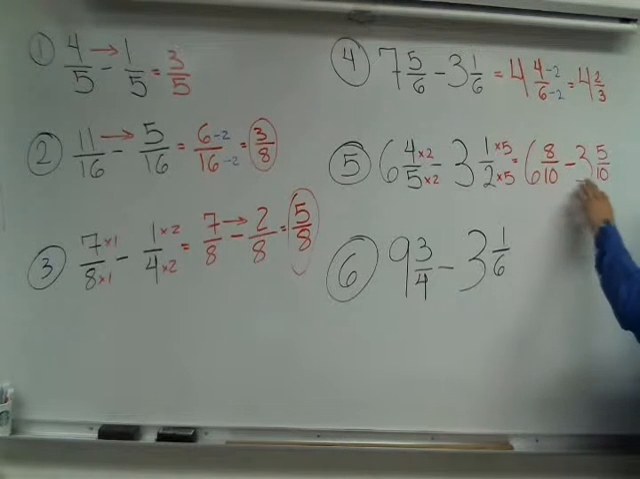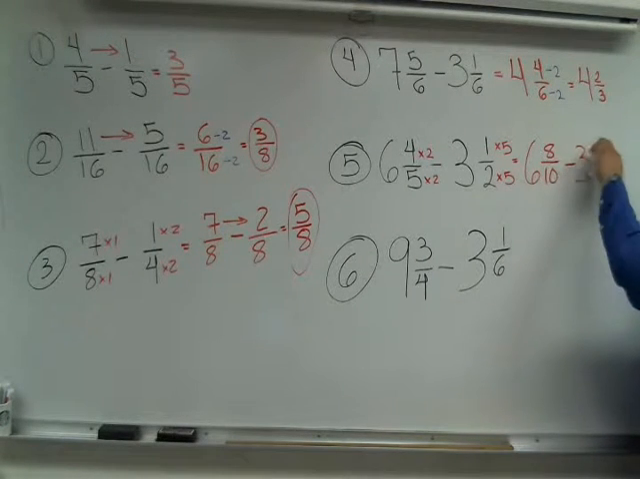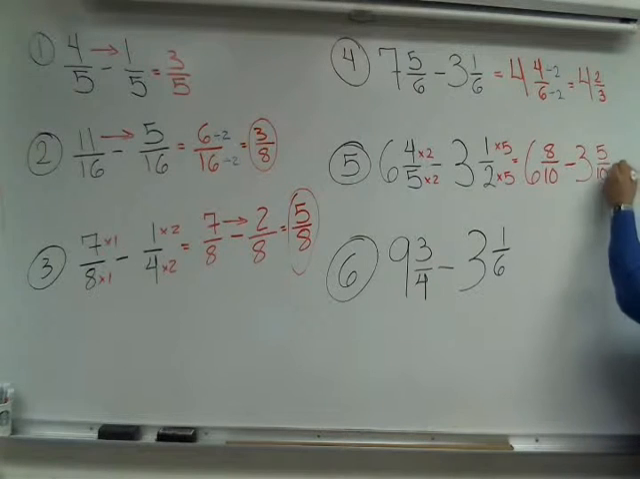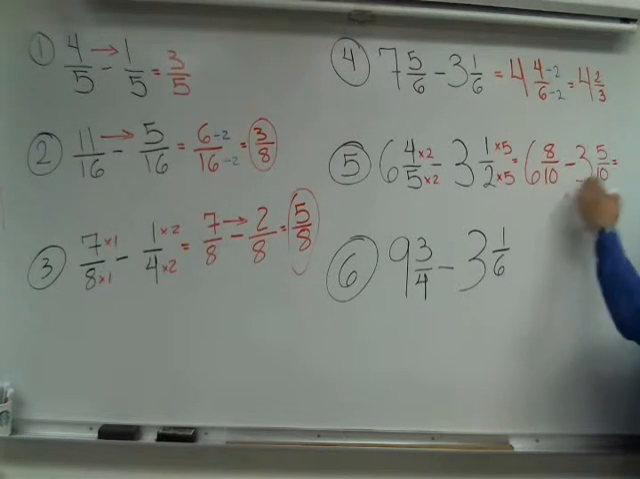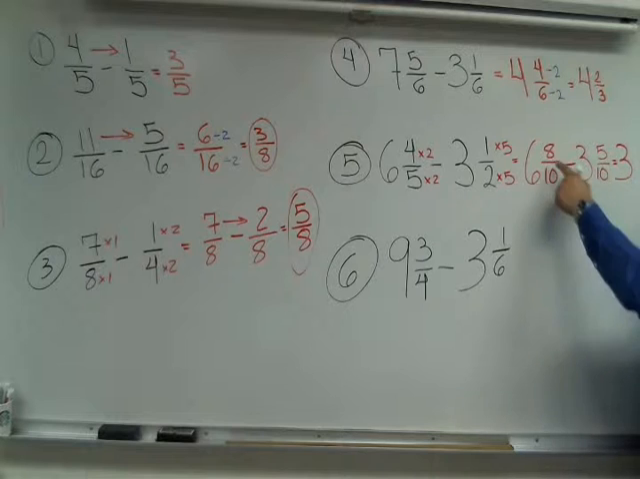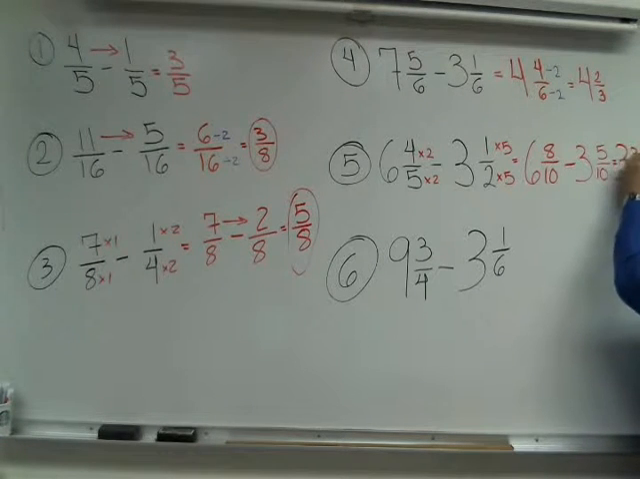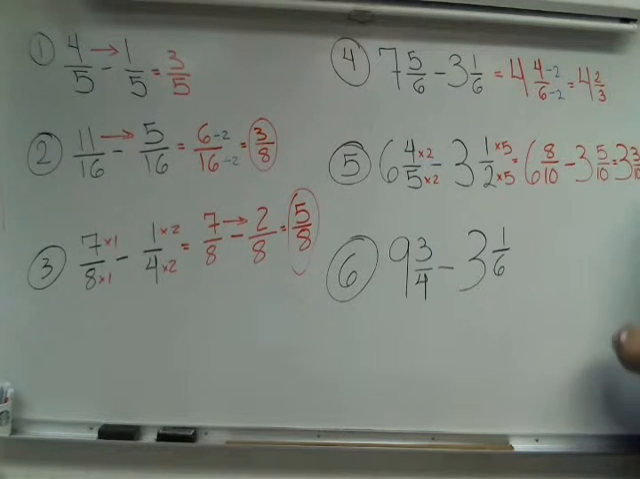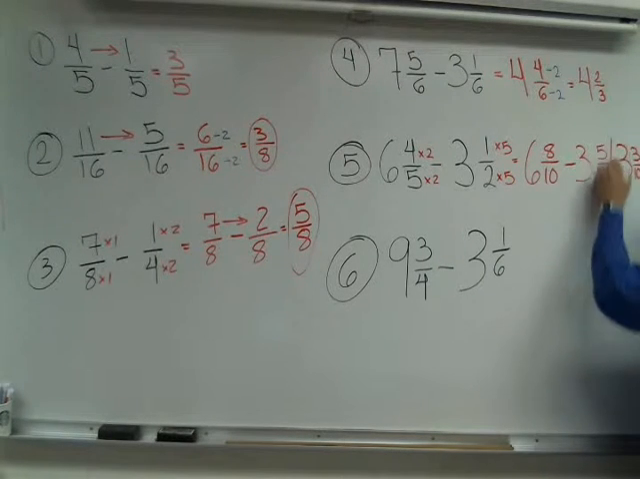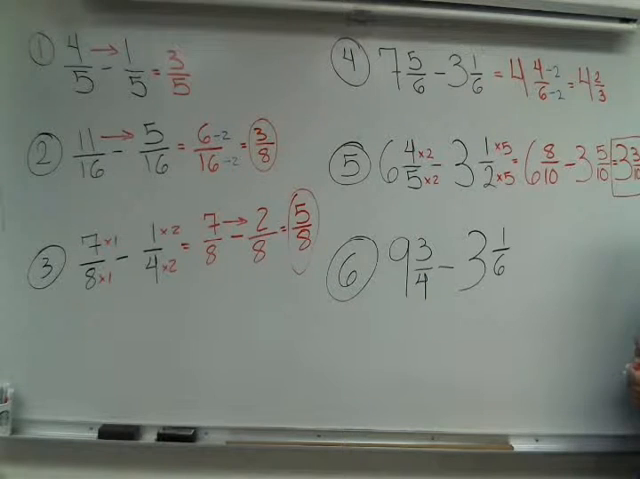Can I subtract 3 from 6? Yes. Can I subtract 5 from 8? Yes. So we go ahead and do the math. 6 minus 3 equals 3. 8 minus 5 equals 3. 10 stays the same. There is no common number between 3 and 10. My final answer is 3 3/10.